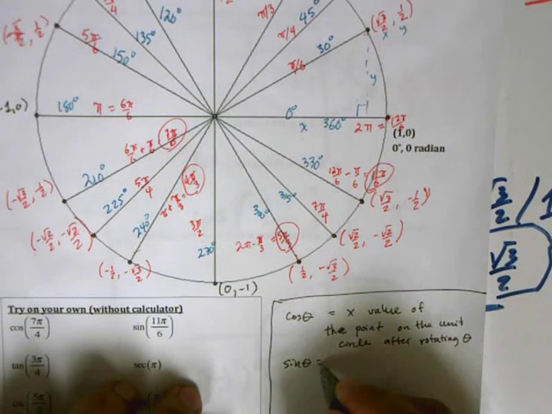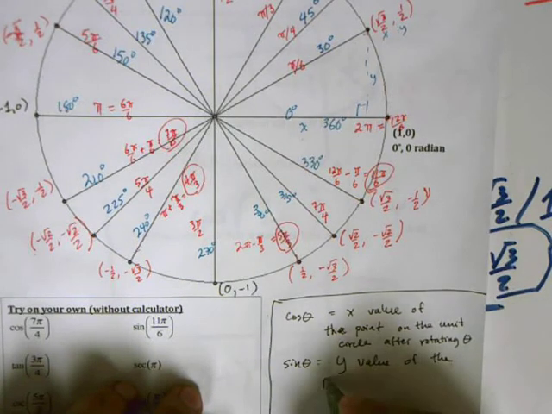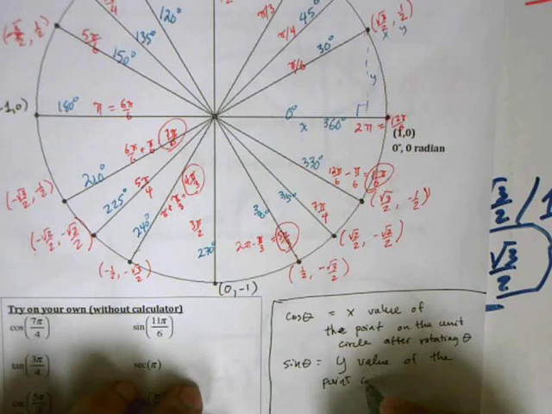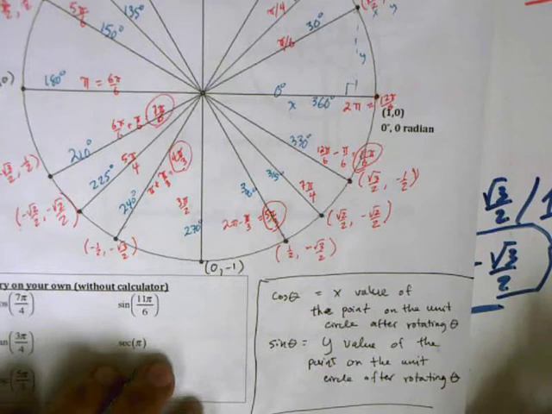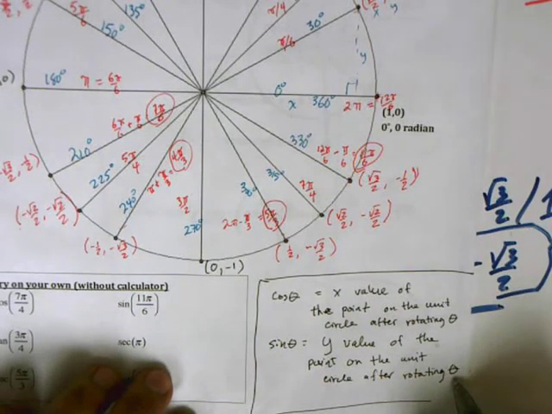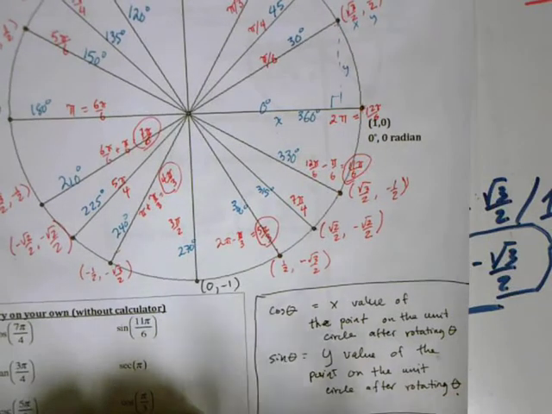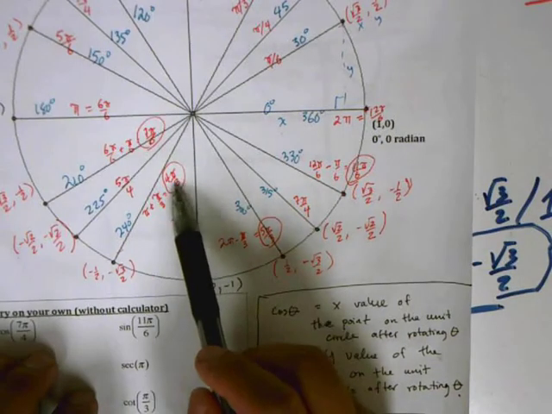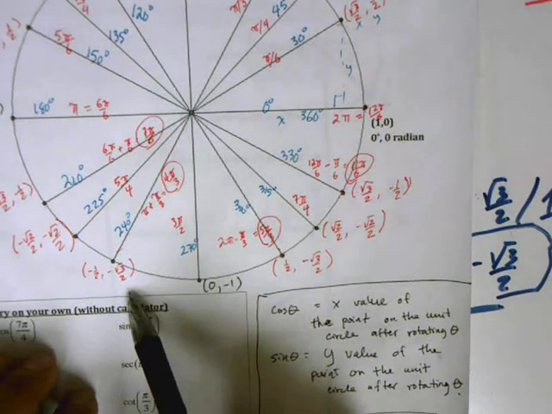Sine of theta is the y value of the point on the unit circle after rotating theta. Theta could be degrees or radians. Most likely it's going to be radians with all the work that we're doing. So if you wanted to find the sine of 4 pi over 3, just look at the y value. That's going to be negative square root of 3 over 2.